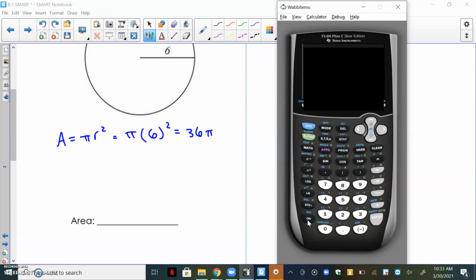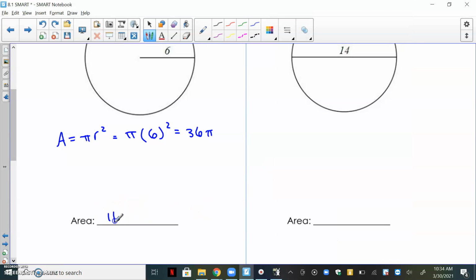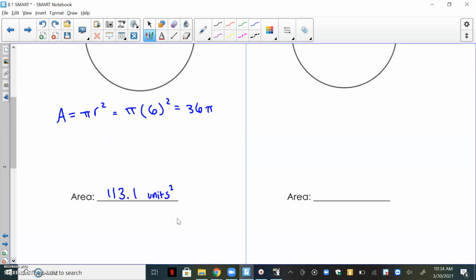Let's turn this thing on. We'll do 36 times, and then the pi button is right over here. If you see this itty bitty little blue pi symbol, you just have to press second and then this caret key to get to it. Then we'll get a decimal that is 113.097. Let's call that 113.1, and we'll put units squared. If you remember from last semester, area always has squared units, whereas perimeter always just has plain old units.